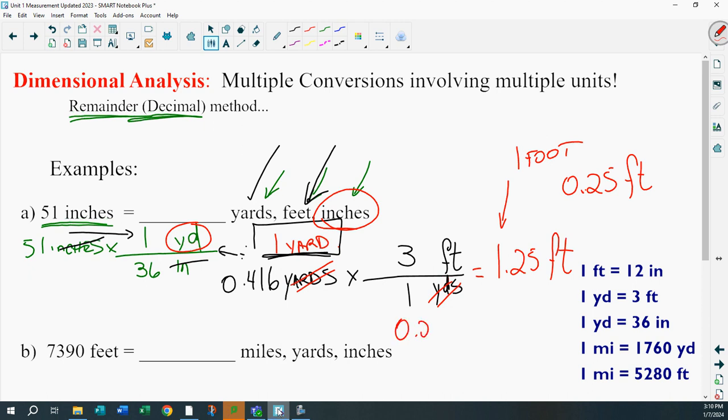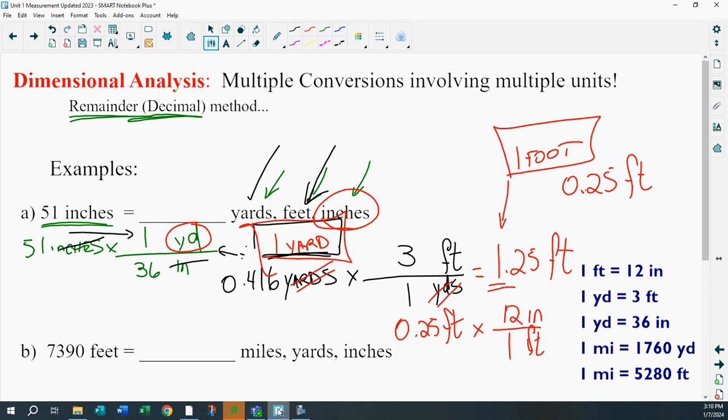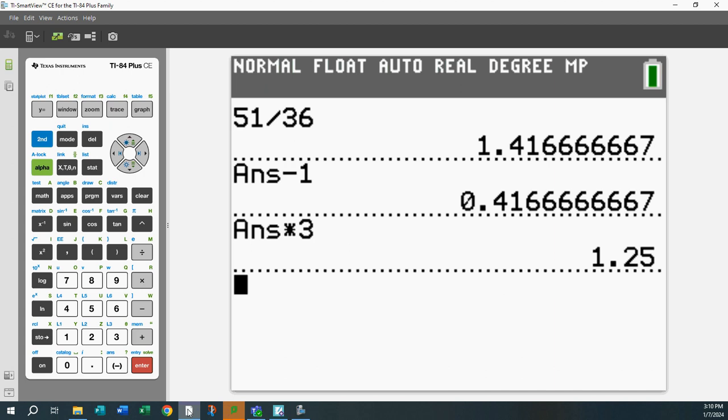Just take that 0.25. What's left? Because you know you have 1 foot right there. You know you have 1 yard right there. Okay? But you have 0.25 feet, which now needs to be converted into inches. Feet on the bottom, inches on the top, 12 inches, 1 foot. So you got that 0.25, and you're going to multiply this.